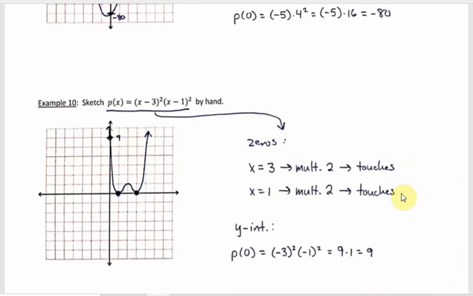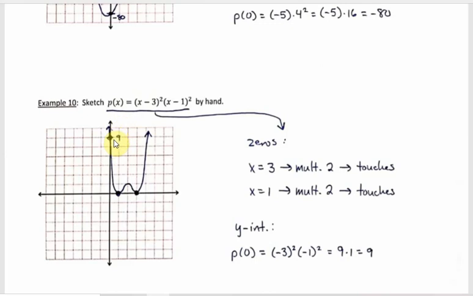And then we just have to figure, well, are we above or are we below? Well, what's the y-intercept? P of 0. You get negative 3 quantity squared times negative 1 quantity squared. So it's going to be 9 times 1, which is 9. That's positive. So we go, all right, we know we're up here. And again, I know this isn't really 9. You have to kind of use your imagination a little bit. The graph isn't big enough.